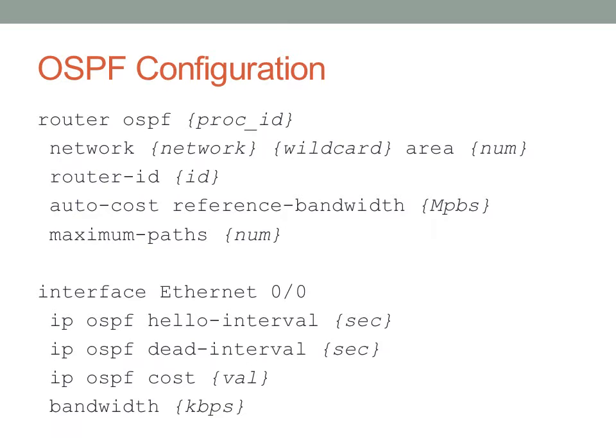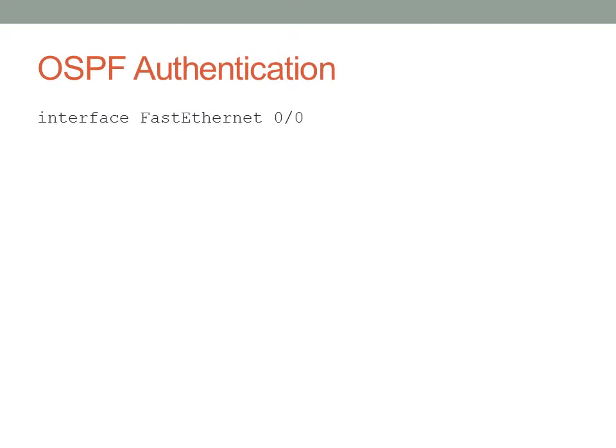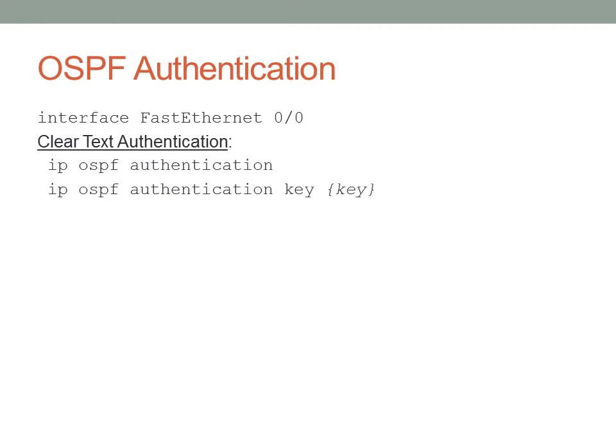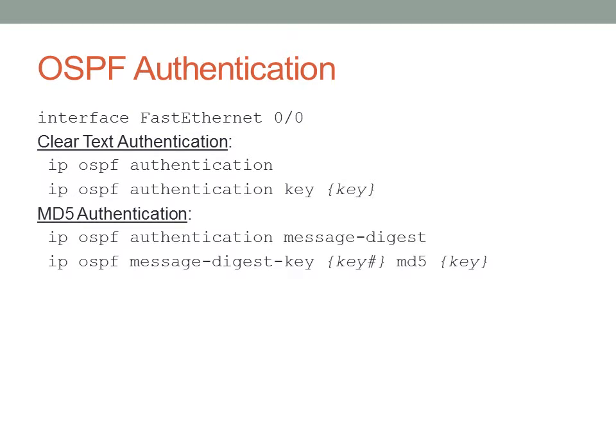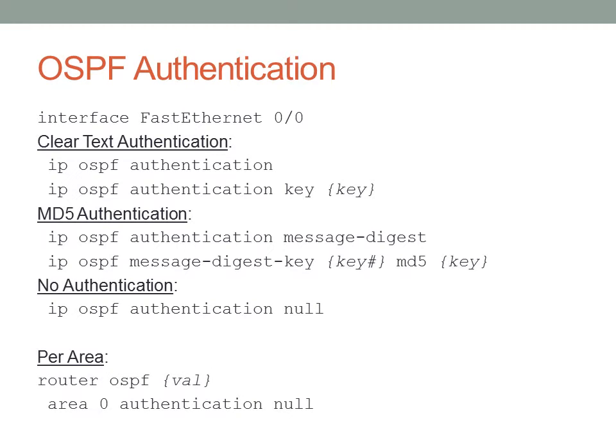Now, if you wanted to configure OSPF settings on an interface, you can manually set the hello interval, dead interval, cost, and bandwidth on an interface directly. Authentication is a little bit more complicated with OSPF. You can do clear text authentication with a key, like it's shown here. You can do MD5 authentication with a key that's been hashed, or you can do no authentication, which is the default. Also, you can configure authentication for an entire area.